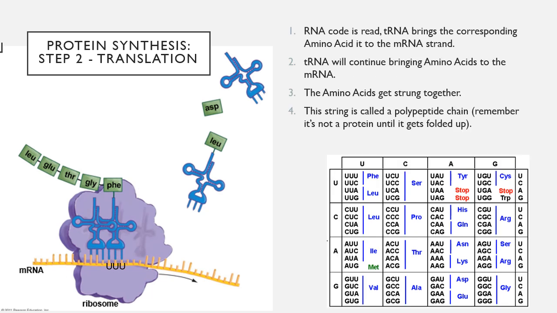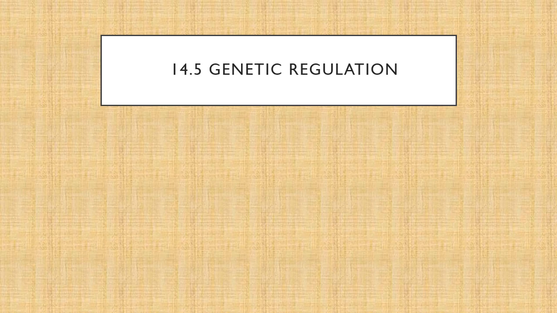Let's review those steps again. The RNA code gets read, this code down here. The tRNA brings the corresponding amino acid to the mRNA strand. The amino acids get strung together in step 3, and this string of amino acids is called a polypeptide chain. Remember, it's not a protein until it gets folded up. So at this point, it's essentially a protein, but not folded into the correct shape yet, and we call that a polypeptide chain. Next up, let's look at section 14.5 on genetic regulation.